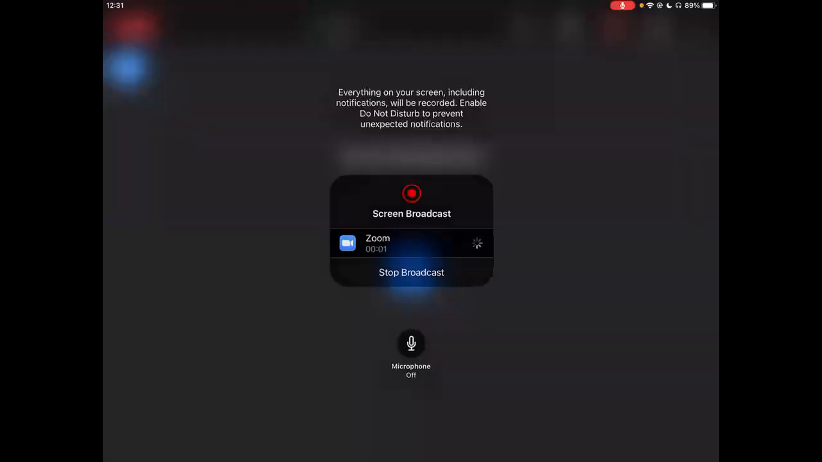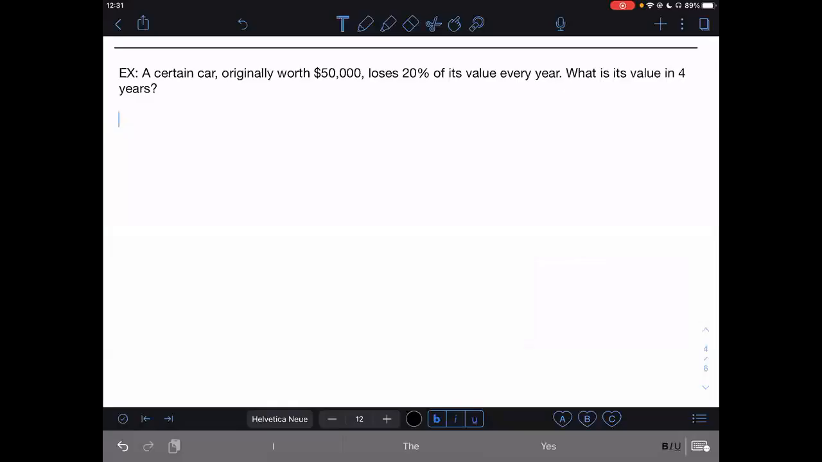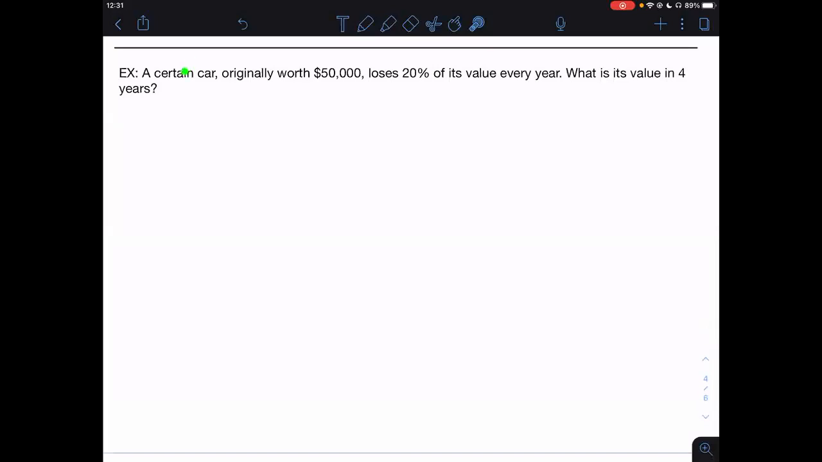All right, so let's do one more part here for section 4.1. Still doing review here. And let's begin with another example. Let's look at this example that we have here. Suppose that a certain car that was originally worth $50,000 loses 20% of its value every year.